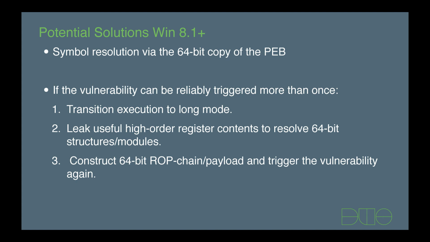Or if the vulnerability can be triggered more than once, you might be able to build a 32-bit chain, depending on whether or not EMET would mess with you, that leaked the contents of those higher order registers I mentioned earlier, and then you built a secondary stage and triggered the bug again. Again, this is all very vulnerability specific as to whether or not it would work.